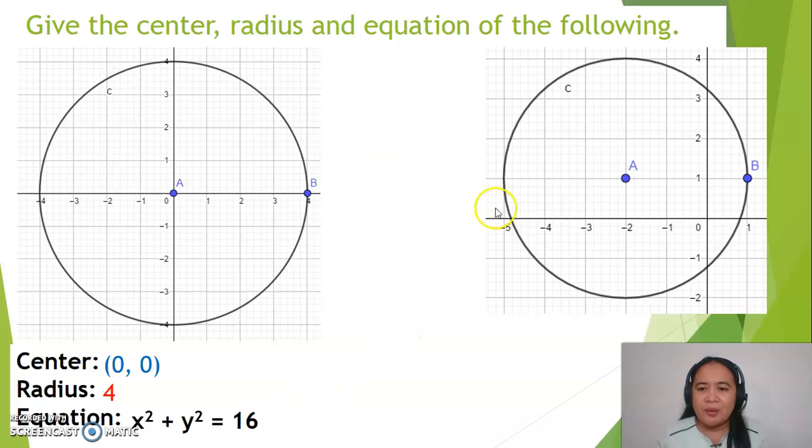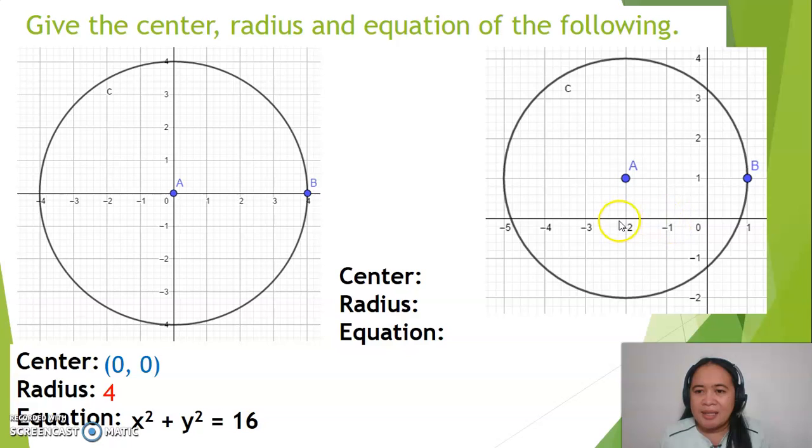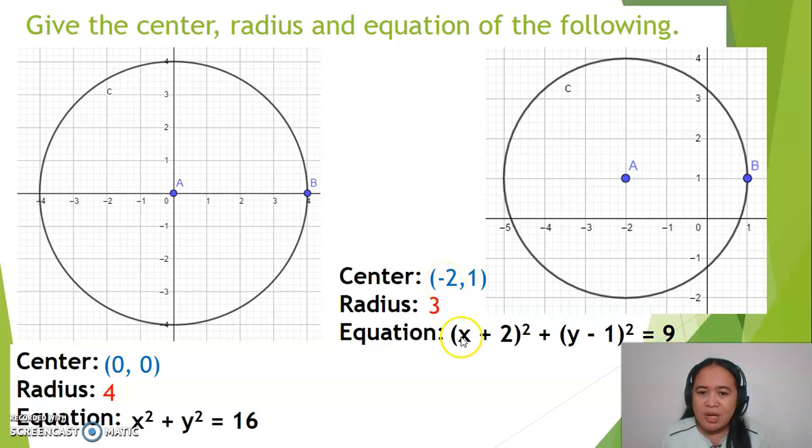Another example. Now in this case, the center is located at (-2, 1). Now the radius from A to B would be 1, 2, and 3. So therefore the radius is 3. So in this case, the equation would be, take note, it's -2, so therefore that would be (x + 2)² then. The value for k is 1, so that would be (y - 1)² equals 3², which is 9.